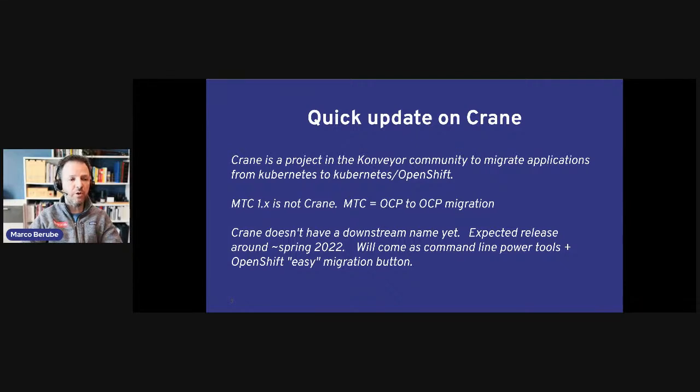If you're familiar with MTC, which was the downstream Red Hat project called Migration Toolkit for Containers, or MTC for short, this tool was built for OpenShift to OpenShift migration only, and mostly for the purpose of Red Hat customers migrating from OpenShift 3 to OpenShift 4.